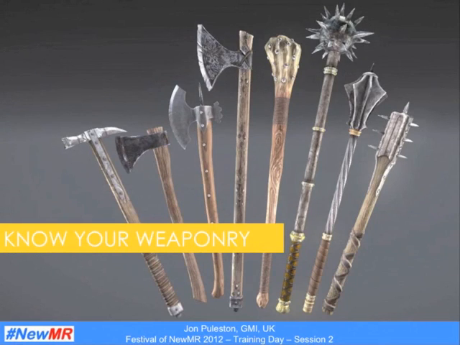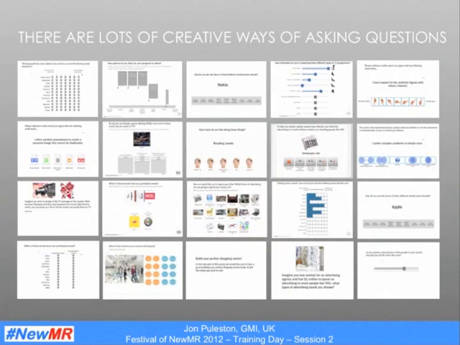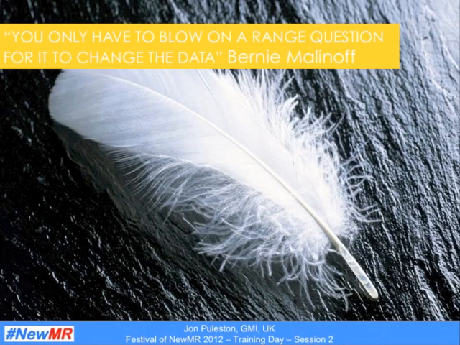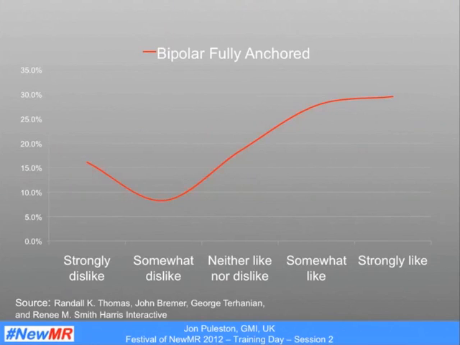The other area I would encourage people to get involved in doing online research is really understanding their weapons and how they work. As Bernie Malinoff has pointed out on several occasions, there's lots and lots of different ways you can ask questions creatively, but you really only have to blow on a Likert scale or a range question for the data to change. Just look at, for example, some research done by Thomas Randall from Harris Interactive, looking at the balance of answers you get based upon the range labels you offer.